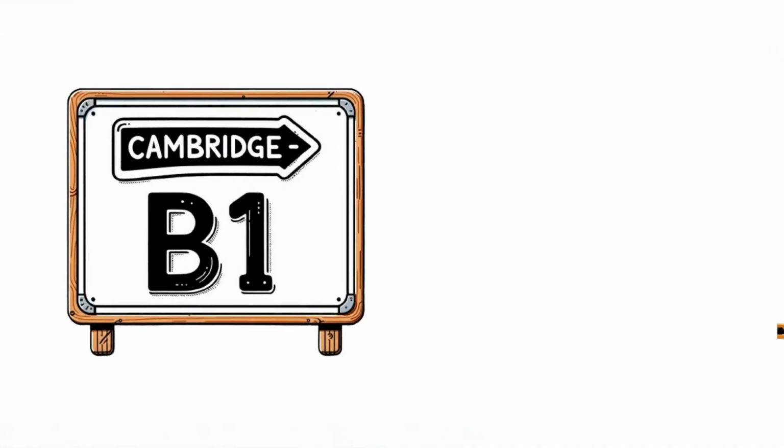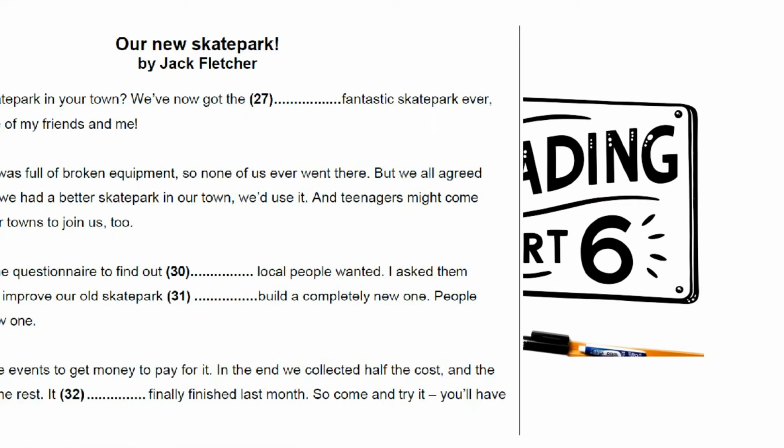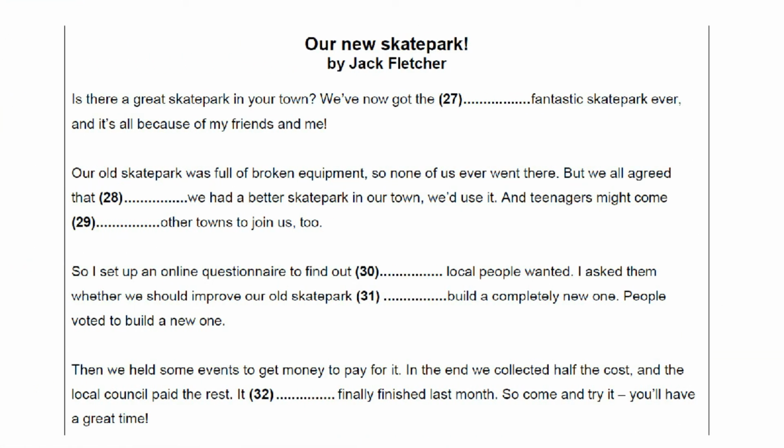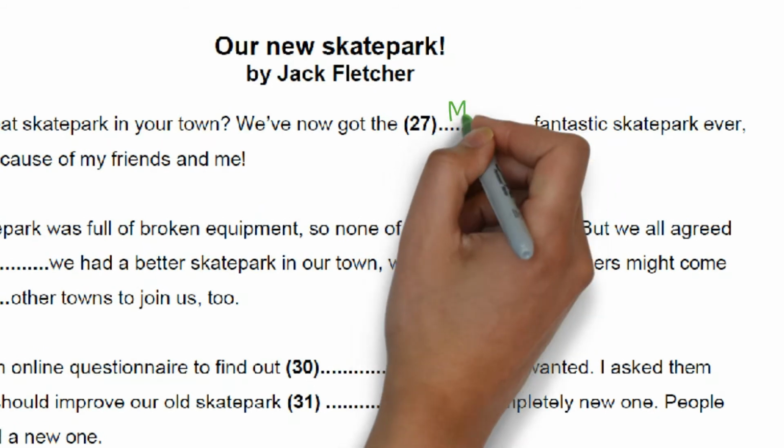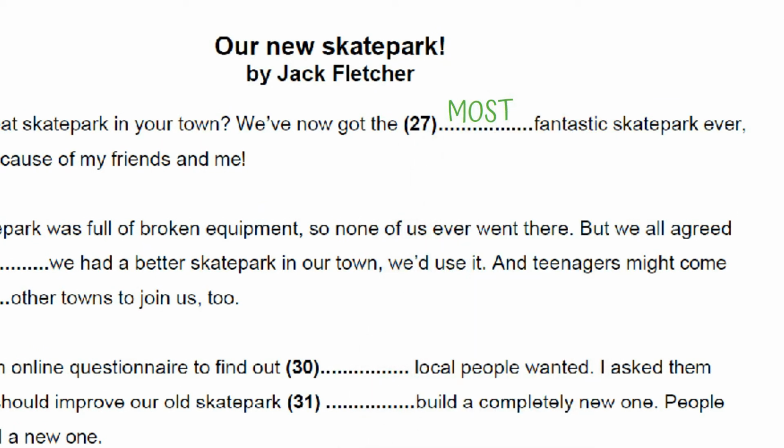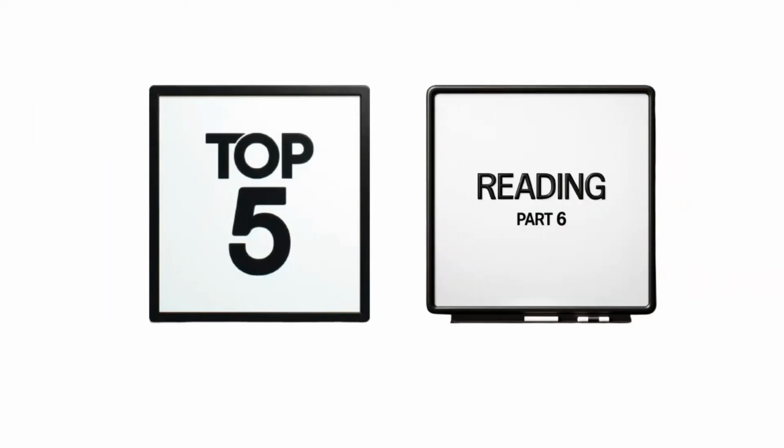In Cambridge B1 Reading Part 6, you need to fill in the gaps with the correct word. These words can be common phrases and grammar that you've been learning in your B1 English course. For example, here you can see part of a superlative. What is the most important grammar in this part of the exam? Well, let's take a look at the top 5 things that appeared in Reading Part 6.